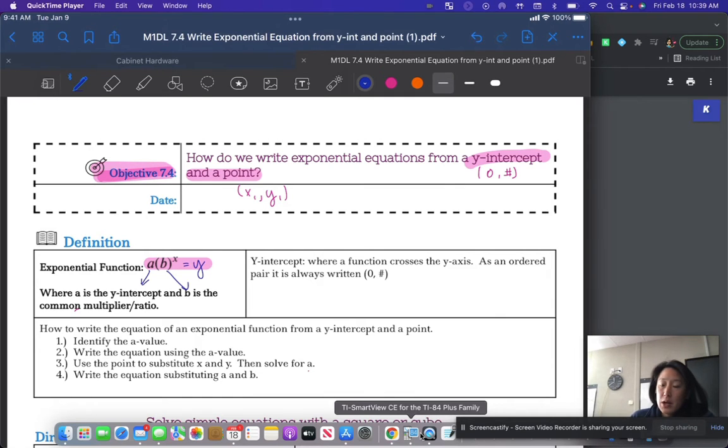So we're going to take our a value today, and we're going to substitute it into our equation, and also substitute in a point to solve for the b value, okay? And then we write the equation by substituting a and b back into the equation.